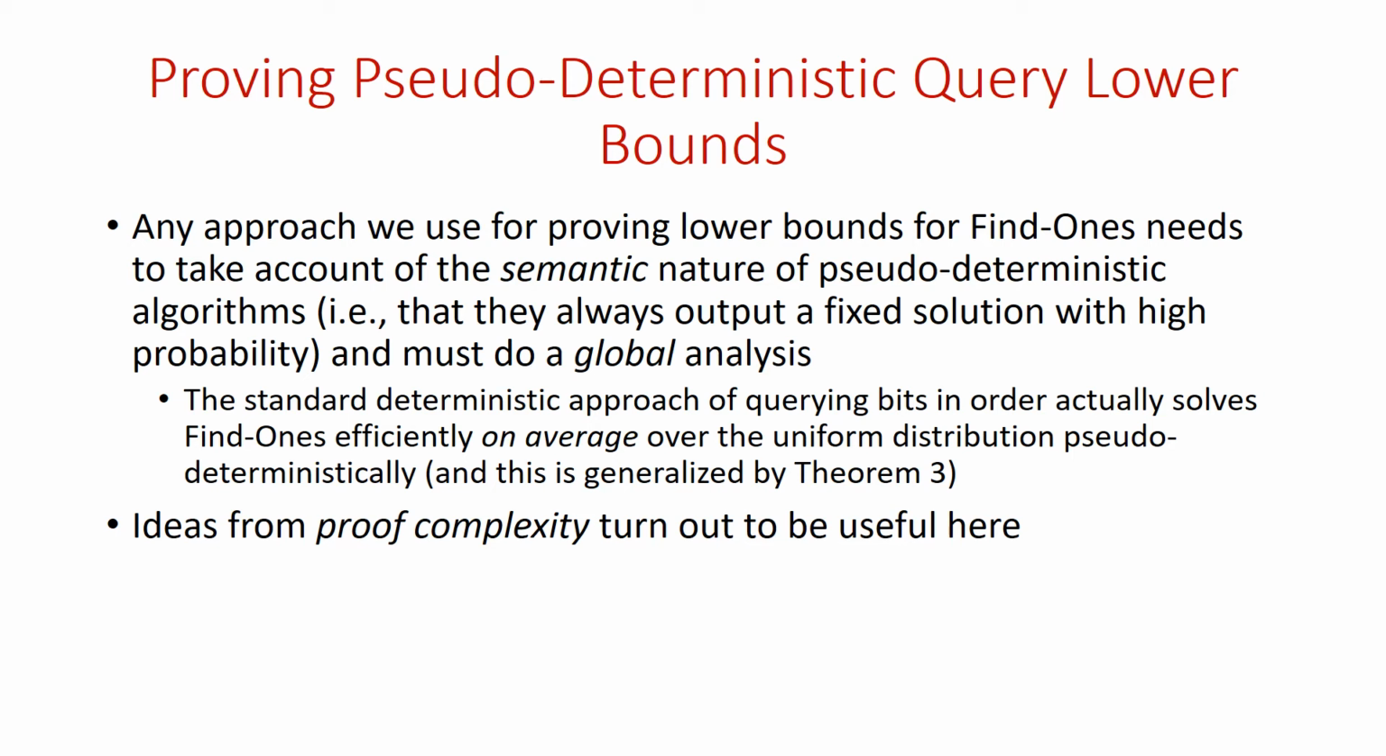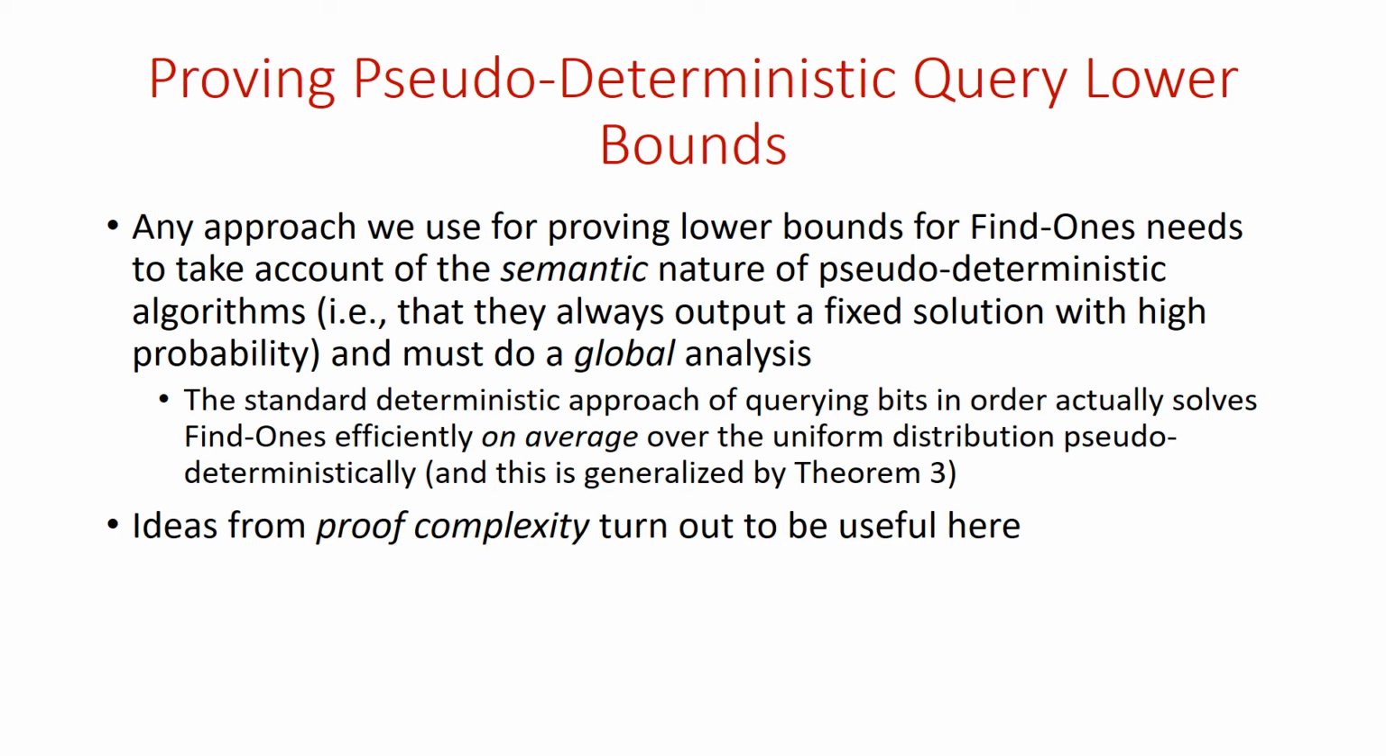So a randomized algorithm just outputs some solution. It could output different solutions in different computation paths. Pseudo-deterministic algorithms always output a fixed solution with high probability. And that's something we need to take advantage of in the proof in order to distinguish between randomized and pseudo-deterministic. And you also need to do a global analysis. The lower bound isn't going to work on average, because the average case pseudo-deterministic query complexity could be much, much lower than the worst case pseudo-deterministic query complexity.